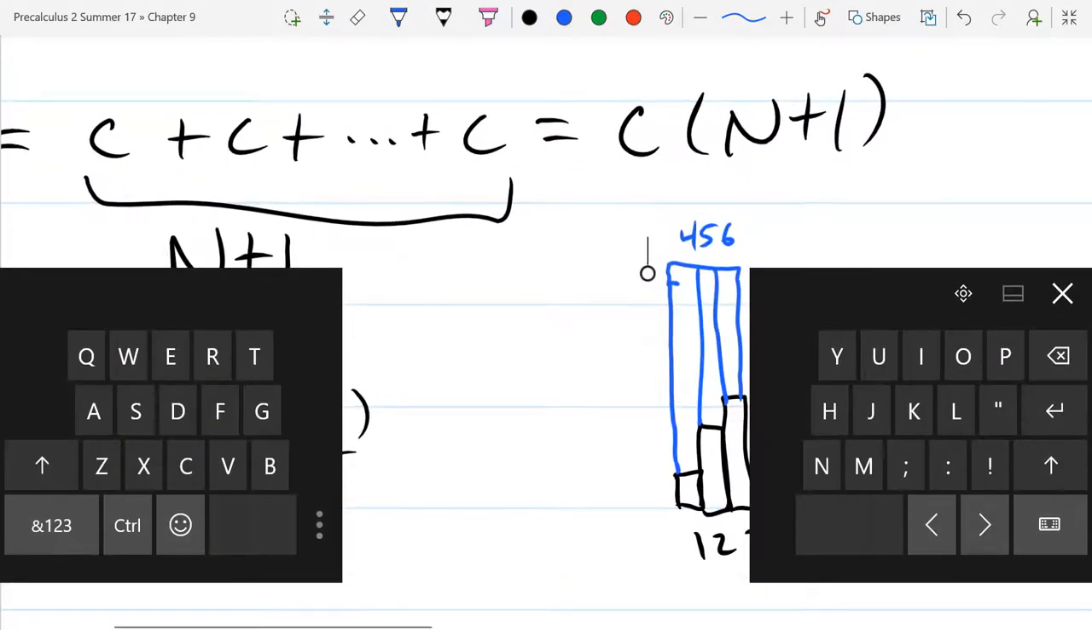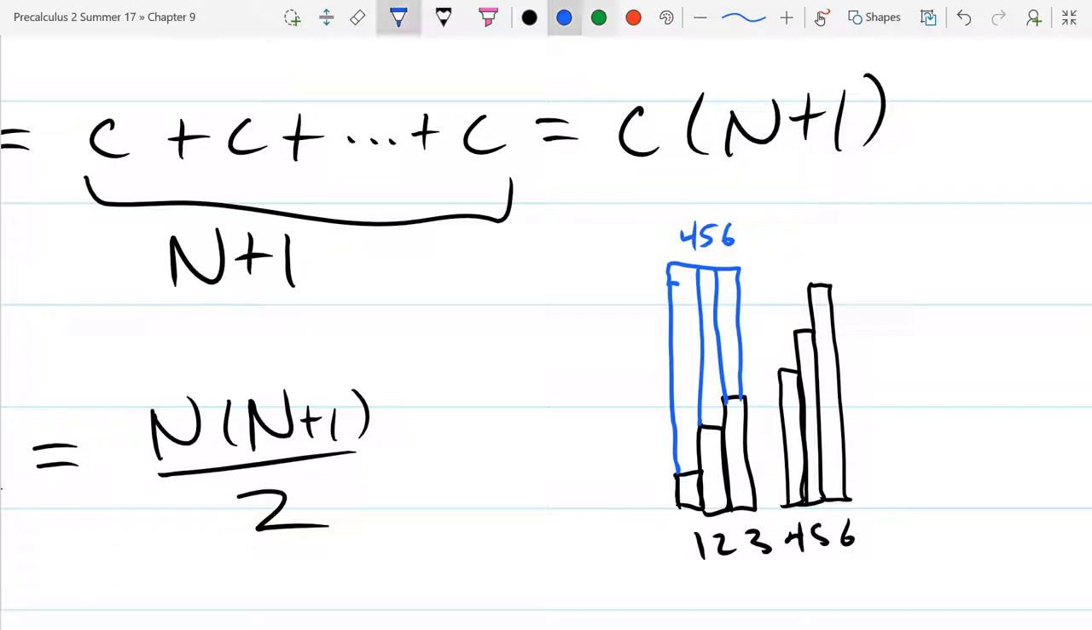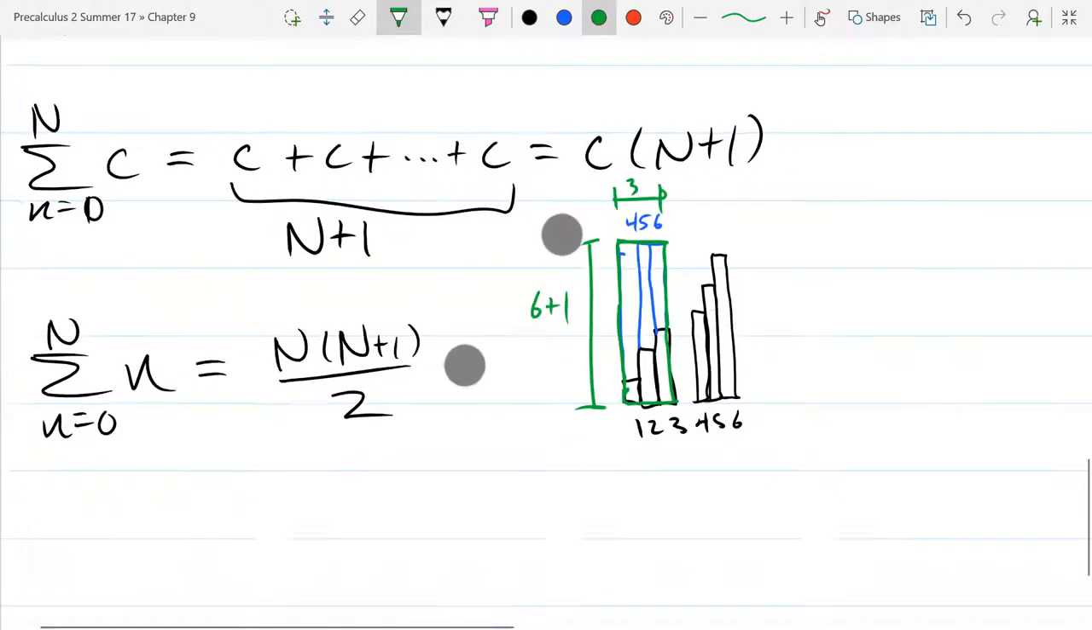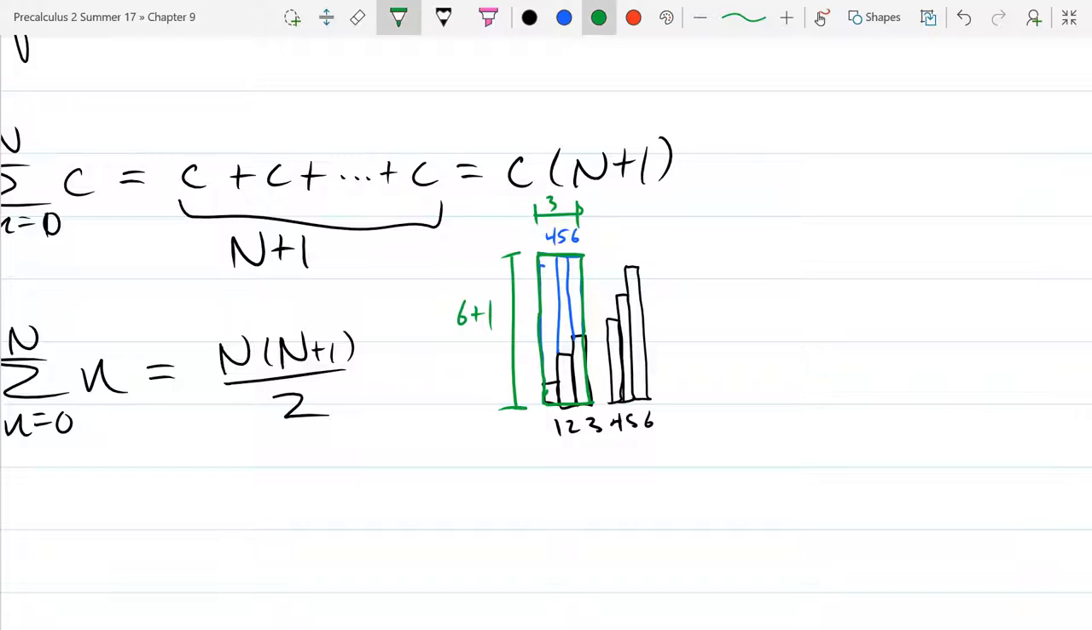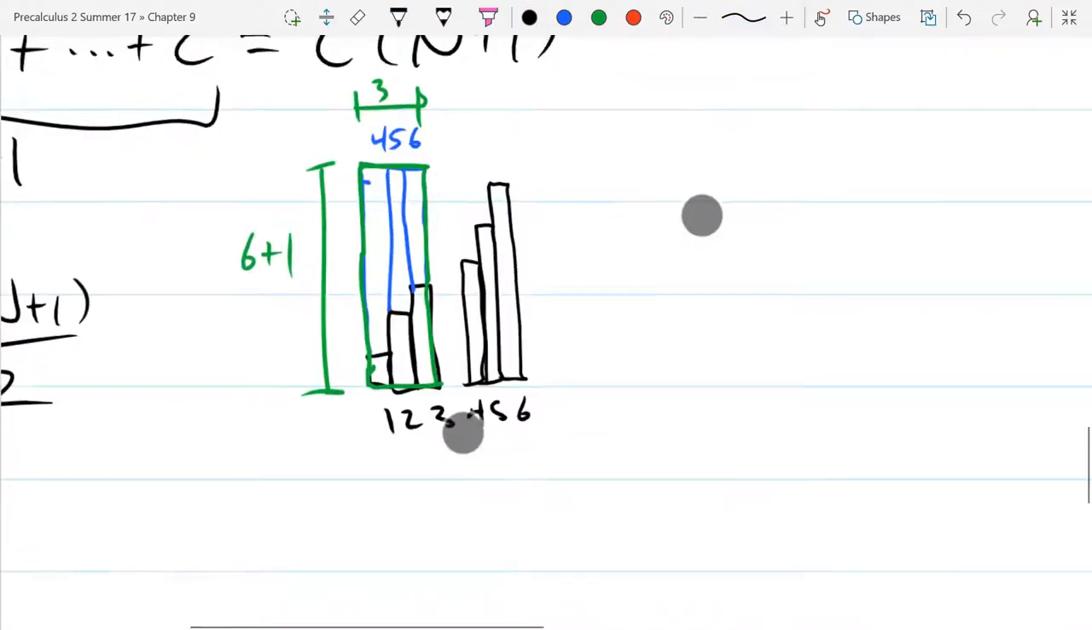So if we knew the area of the rectangle we just created, we would know the total amount in all the blocks. So we're basically using geometry here. So this would be 3, and it looks like this would be 6, but it's really 6 plus 1. Okay, this is if we had an even number of blocks. Well, what if we had an odd number of blocks? What would happen then? Let's look at 7 blocks.